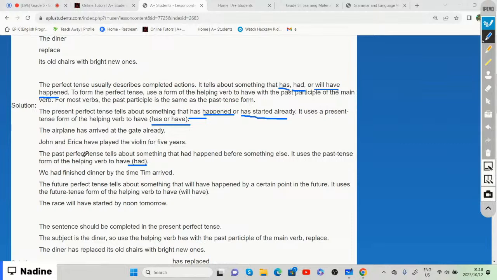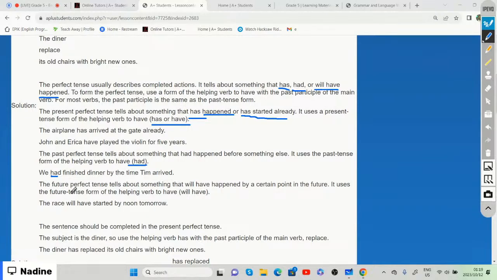An example of the past perfect tense, and we see that we use the word had. For example, we had finished dinner by the time Tim arrived. And our helping verb is had.